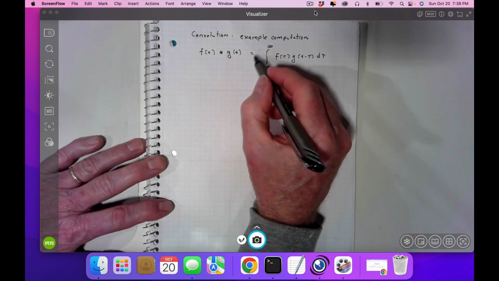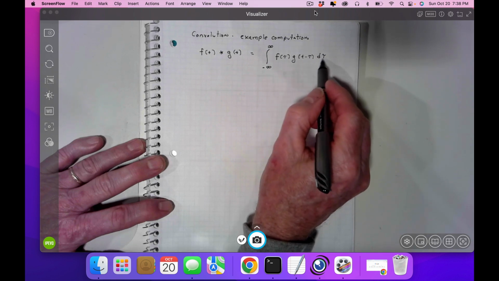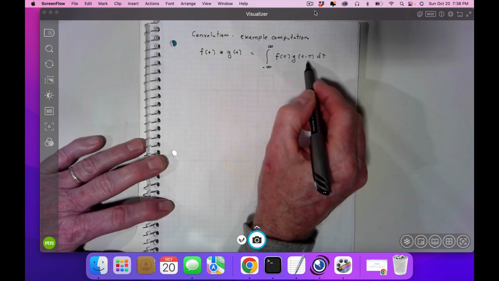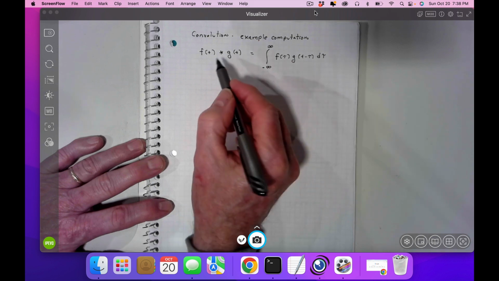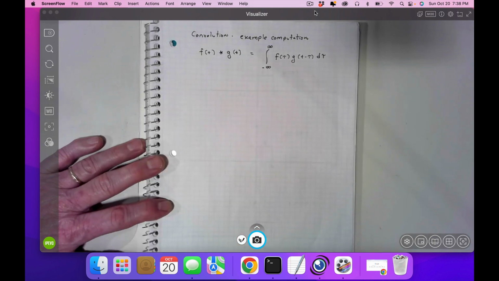And so we notice that when we do this, because we're integrating with respect to tau, we're going to end up with some function of t, which is the convolution of these two functions.